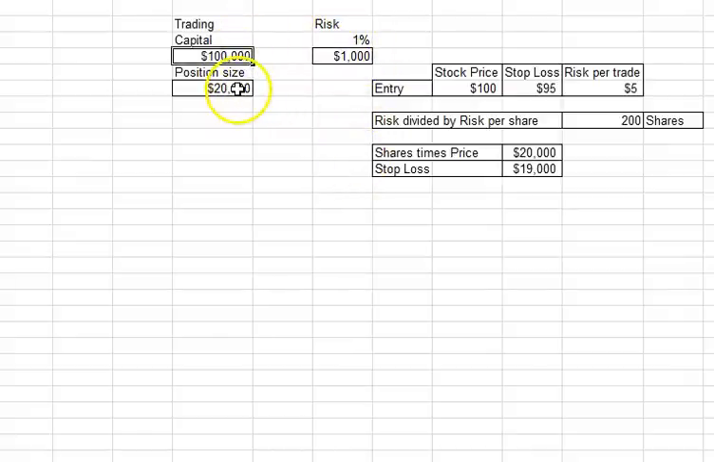So there's a big difference between your position size, your 1% risk, your stop loss and your stock price. And I hope this makes it easier to understand the dynamics of the 1% risk rule and the formulas you use to develop that.